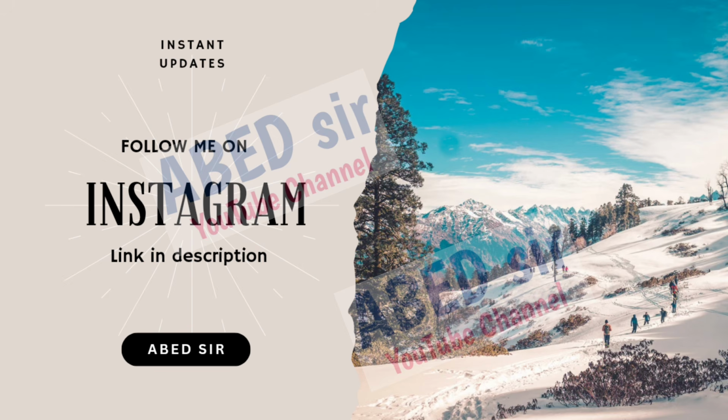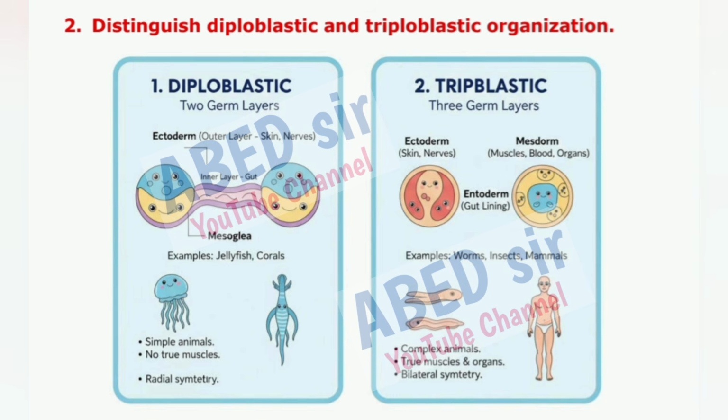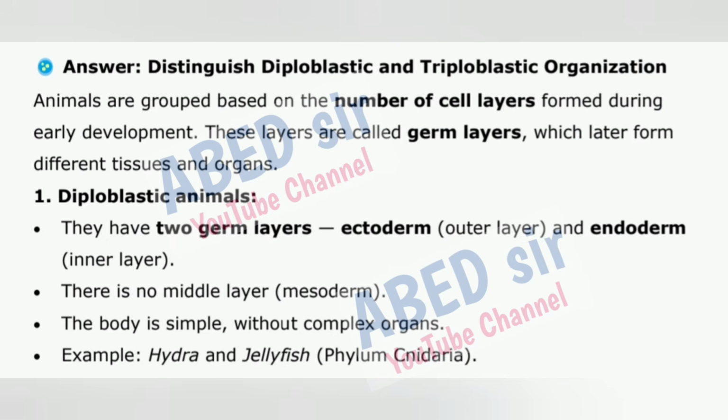Next important short question is: distinguish diploblastic and triploblastic organization. Answer: animals are grouped based on the number of cell layers formed during early development. These layers are called germ layers, which later form different tissues and organs. 1. Diploblastic animals. They have two germ layers, ectoderm, the outer layer, and endoderm, the inner layer. There is no middle layer, mesoderm.